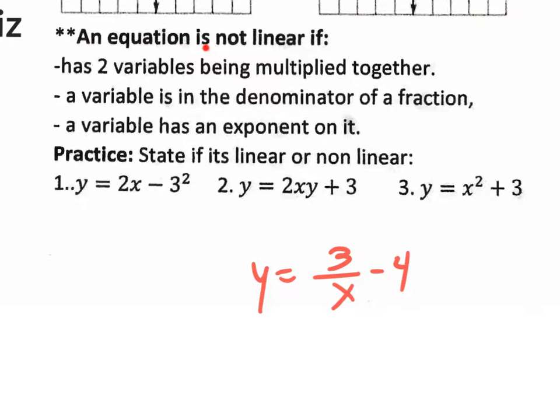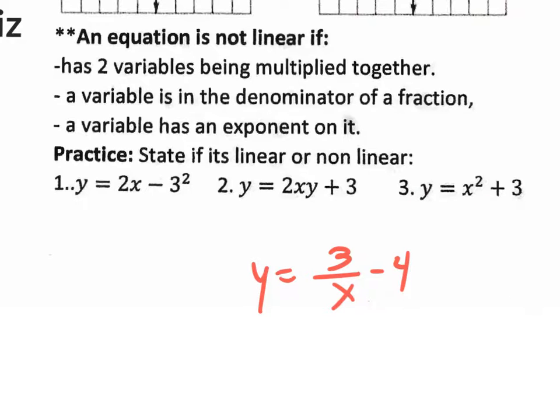And the last one, an equation is not linear if a variable has an exponent on it. Now we're talking about a variable, so y squared, x squared. So is this a line? Yes, it is. Oh, but it has an exponent. Yeah, but it's not on a variable, right? This is really a linear equation that says y equals 2x minus 9. Make sense? This one over here is not.